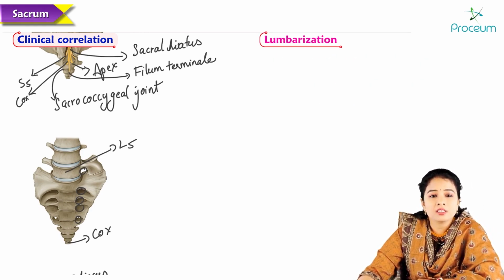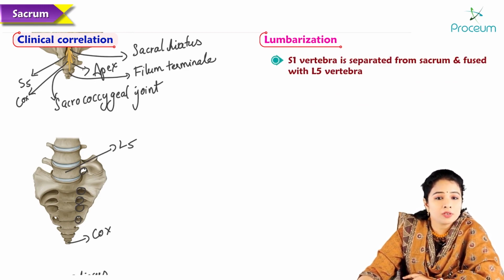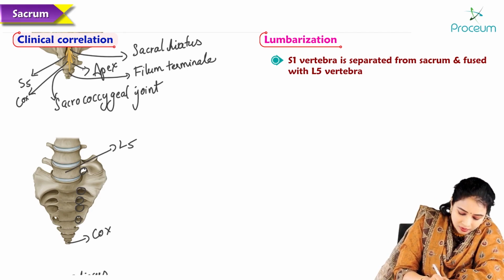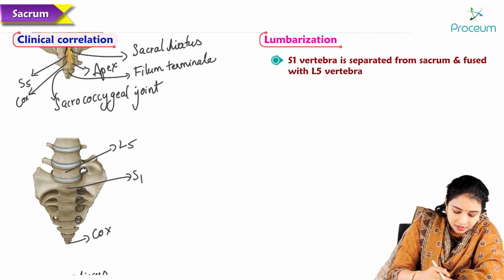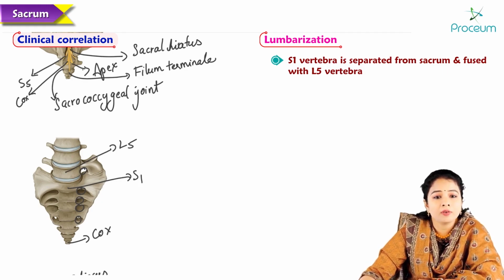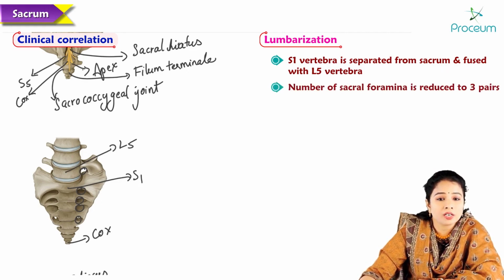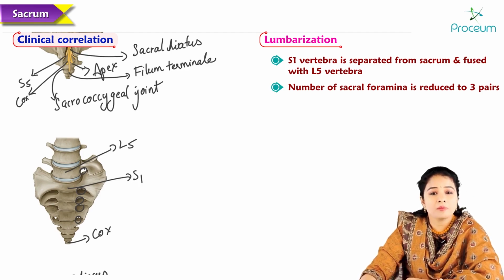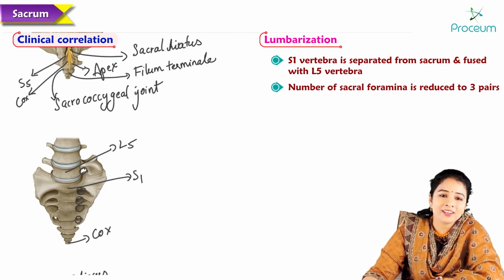The next condition is lumbarization. In this condition, the first sacral vertebra is separated from the sacrum and fused with L5. As a result, the number of sacral foramina is reduced to 3 pairs. That is called lumbarization. So this completes the osteology of the sacrum. Thank you.